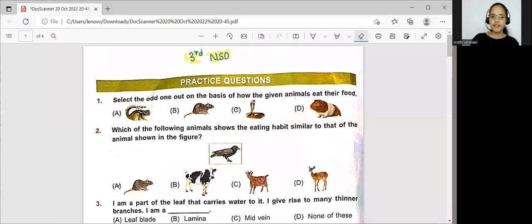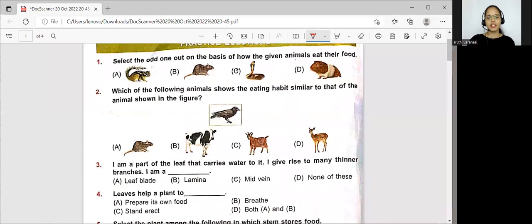So in today's session, we're going to start on the National Science Olympiad practice questions. We're going to start practicing them in every video from here onwards. I'm going to start with the third class NSO model paper. It's a practice question set for science. Okay, so let's do this, students. Let's start the practice questions.